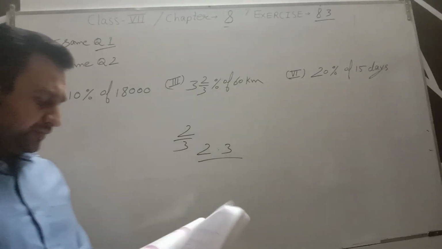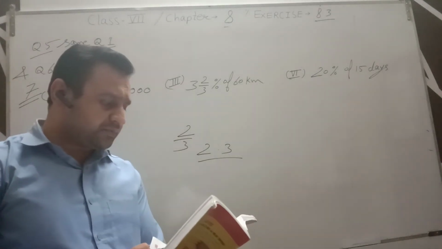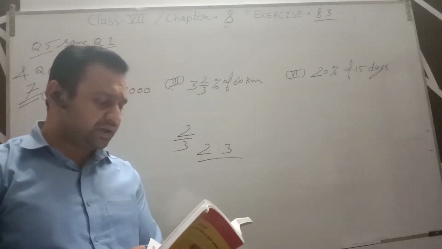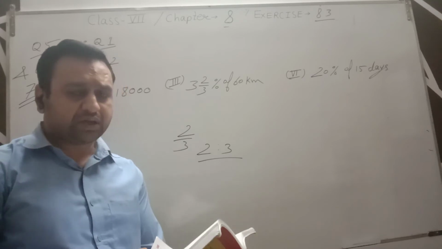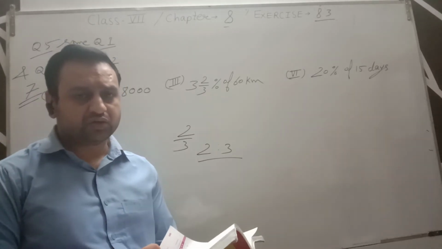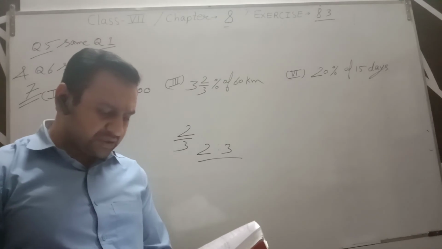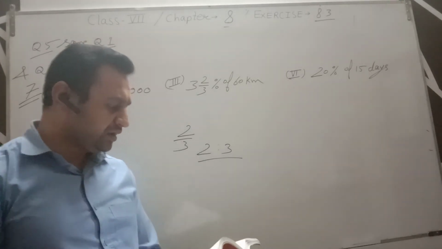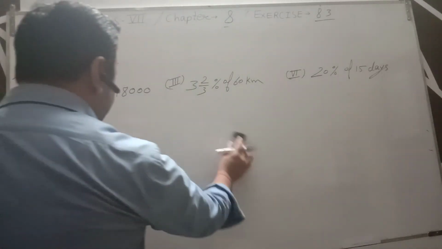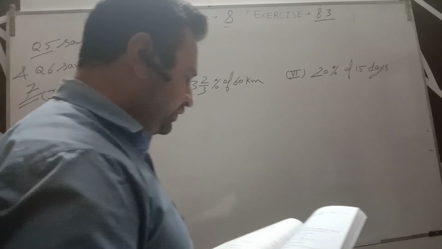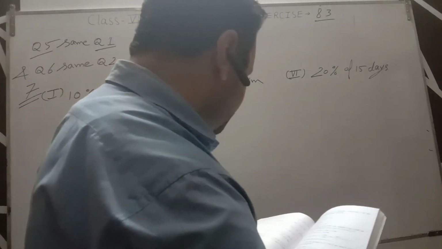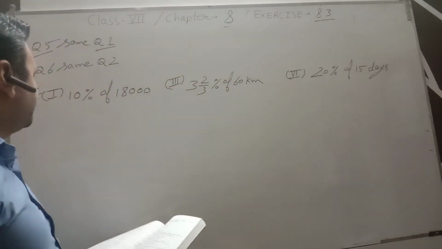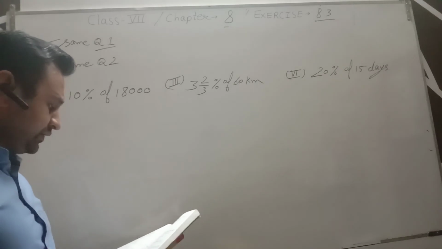Try yourself. Question number 6, express the following ratios as percentages. In the question, ratios are given. Firstly, we convert the ratios into fractions, and the same as question number 2, we convert into percentages. So question number 5 and question number 6, try yourself. Now discuss question number 7. It contains a total of 6 parts, and we note down part numbers 1st, 3rd and 6th.